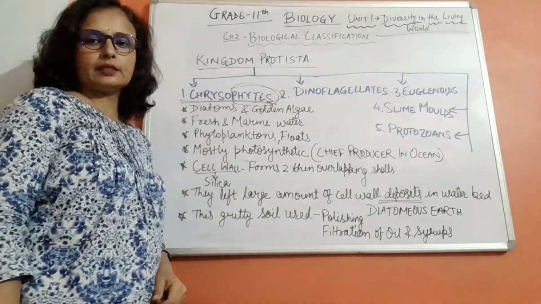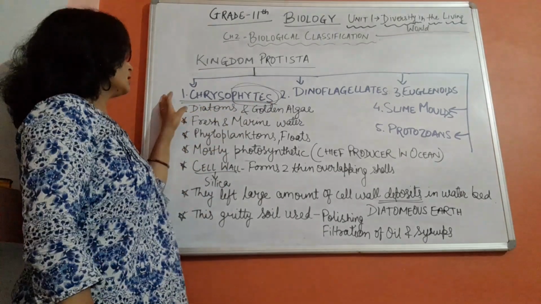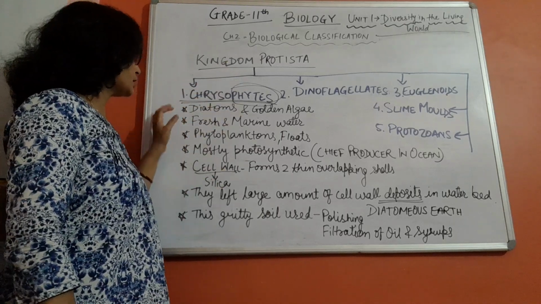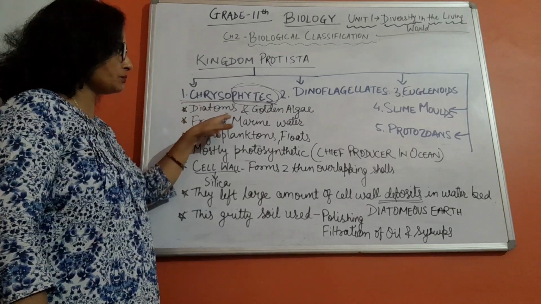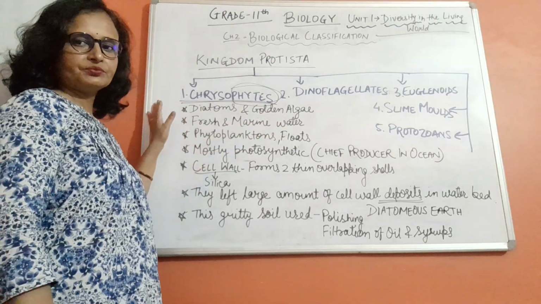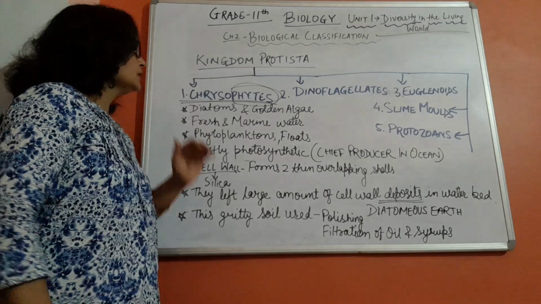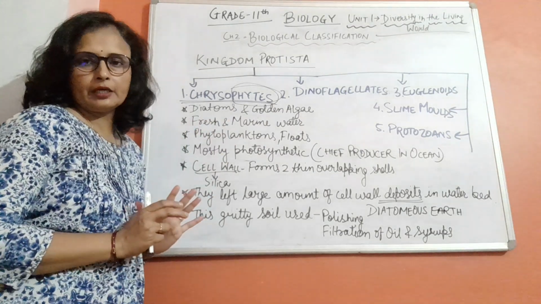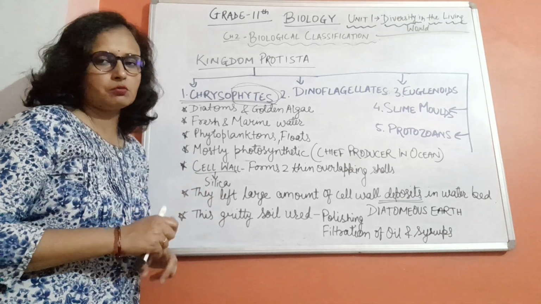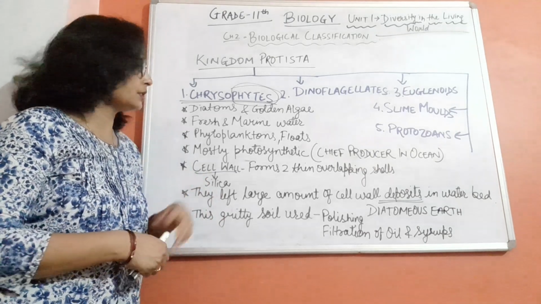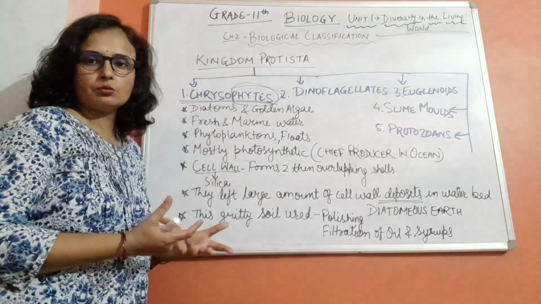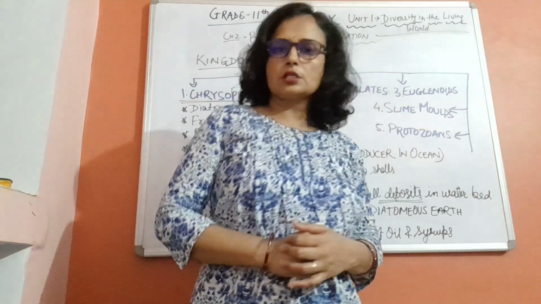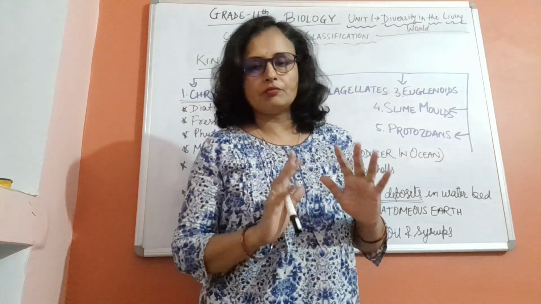Diatoms and golden algae come under this part of Protista, that is Chrysophytes. What are the organisms? Diatoms and golden algae. Now these Chrysophytes are found in fresh water as well as marine water, either in fresh water like rivers, pond water, lakes, or in the marine, sea, ocean, etc. These are phytoplanktons and float along with the water current.